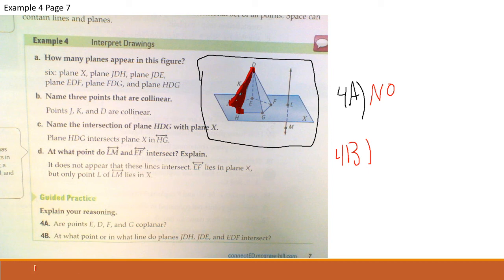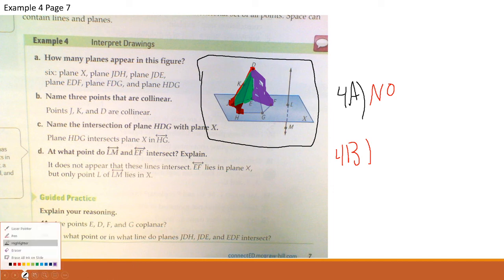So JDH, JDE. So that's this sort of green triangle in the back there. And then EDA or EDF. So EDF. Let's highlight that here as best we can. EDF is right here. So at what point do those three planes intersect?